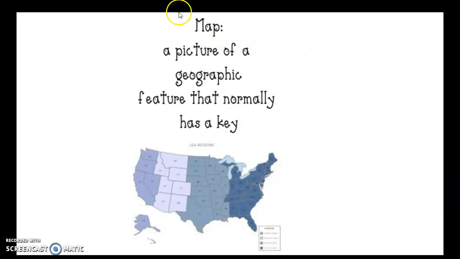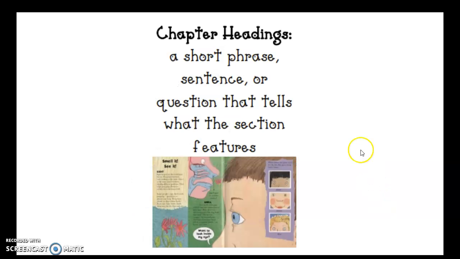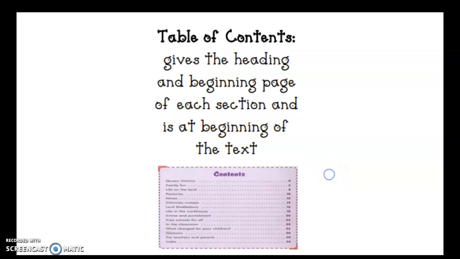Okay, another feature they might use is a map. And this is going to be a picture of the geographical feature, and it normally has a key. Y'all know what a map is. We've done those in social studies this year. Chapter headings. These are going to be a short phrase or sentence or question that tells what the section is going to feature. A table of contents.